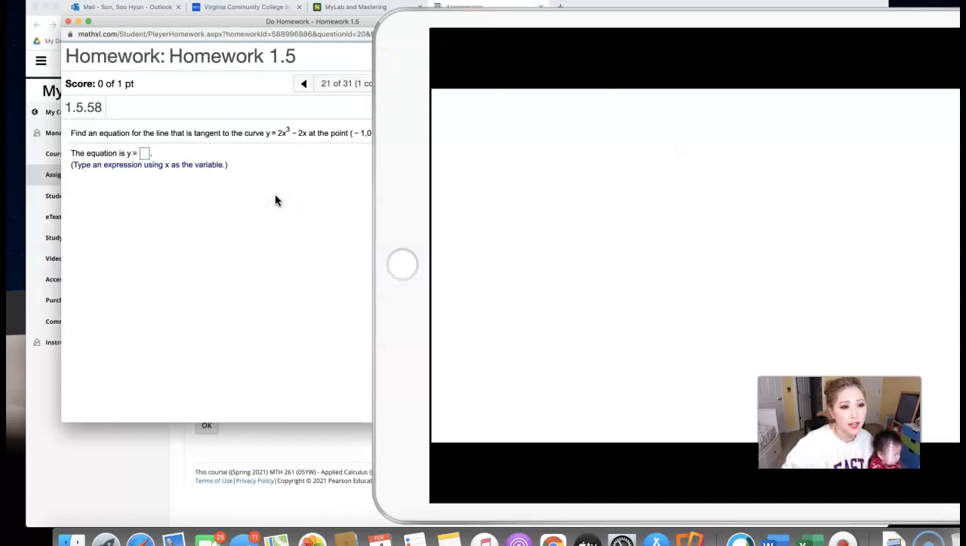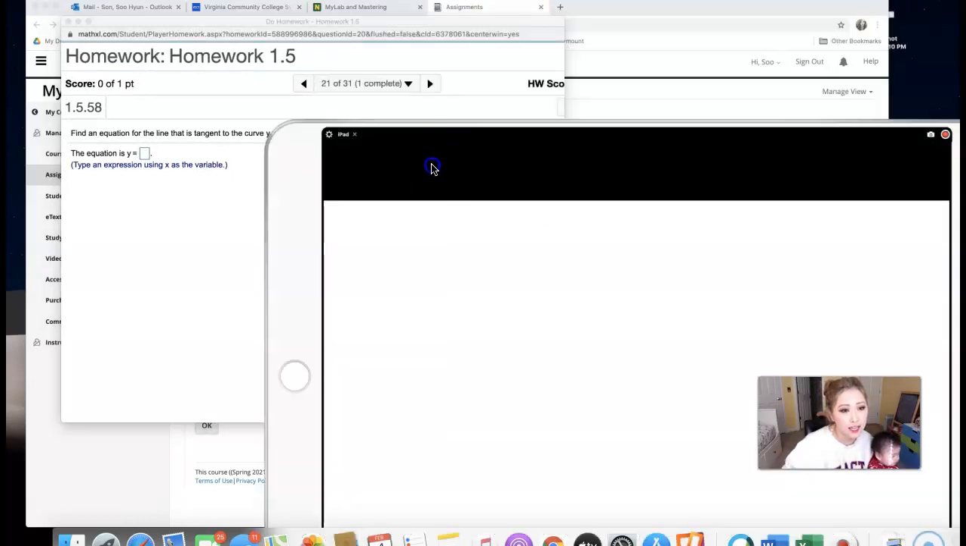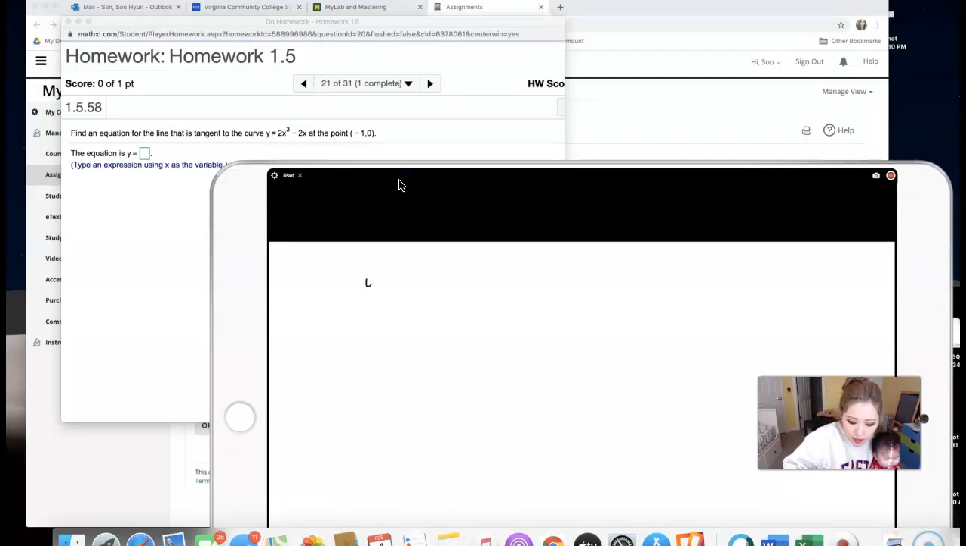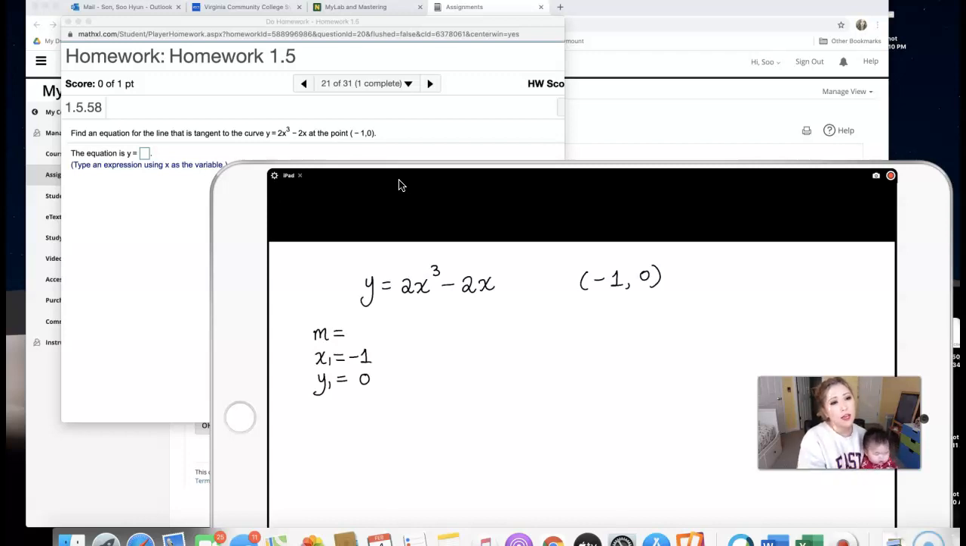All right, it says find an equation for the line that is tangent to the curve y equals 2x to the 3rd power minus 2x at the point negative 1, 0. Notice they're asking you to find an equation of a tangent line. So guess what you need? You need the slope of that tangent line. You need your x and your y. They gave me the x and y already. X is negative 1 and y is 0. I just need to find the slope. In order for you to find the slope, you need to find the derivative. So let's find y prime. Let me move my little boxes on the side.